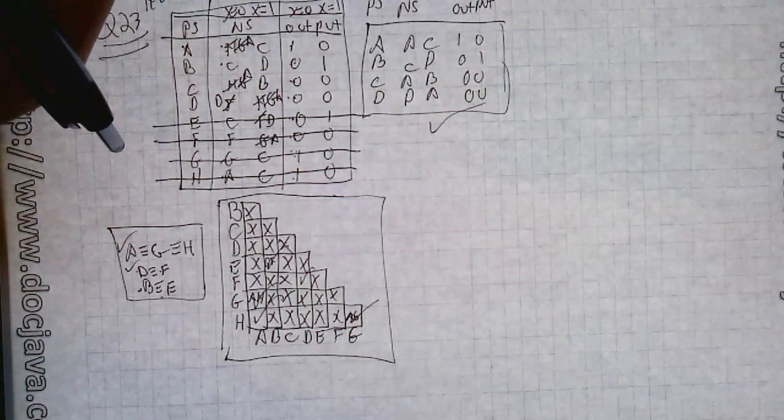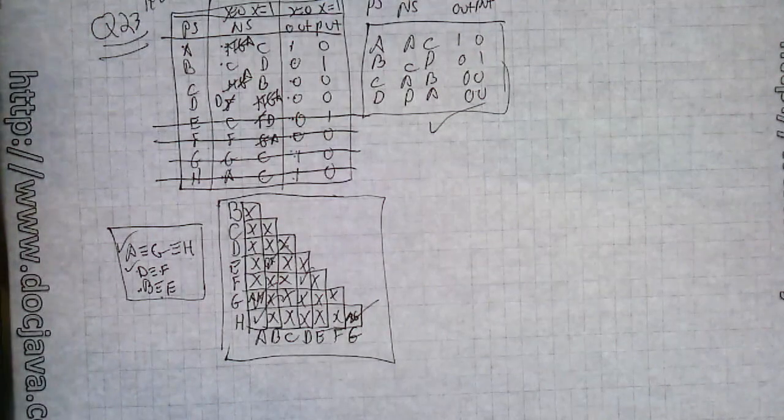Number 26. I'm convinced we did this also, but we can try it again. Why not? Let's see what we can do with number 26. First thing you want to do is convert the diagram into a table. That's not particularly easy. Let's see if we can do it.